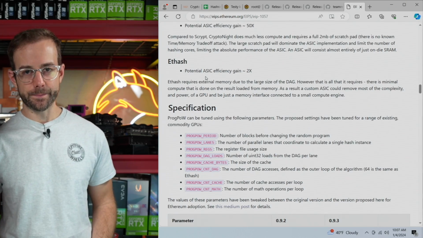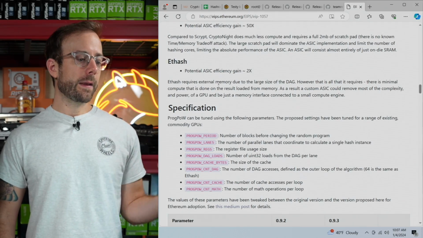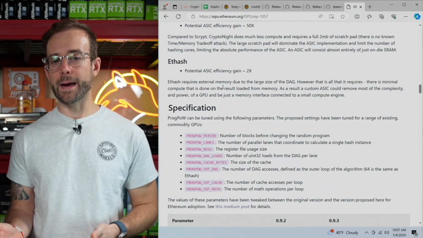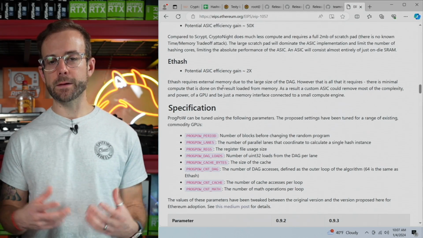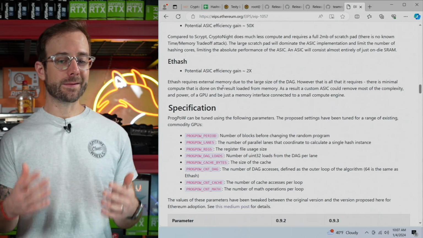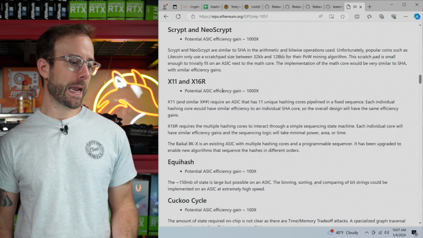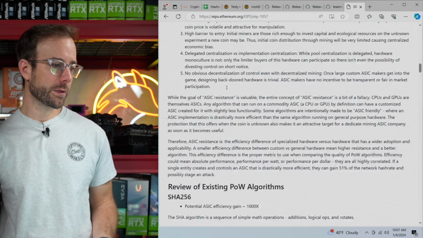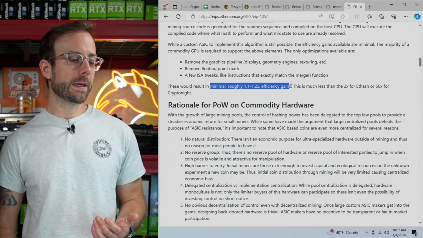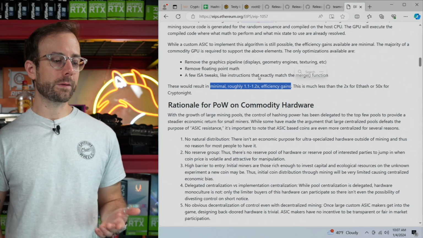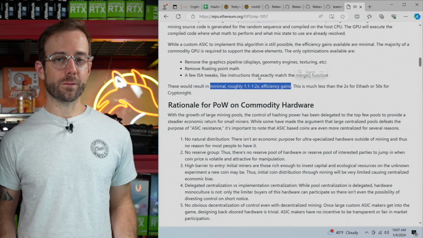And then you got to Ethash, Ethereum's algorithm, used by ETC and a couple other coins now. And the efficiency gain got smaller, only 2 times over a GPU because of the DAG and needing a large size of external memory. But still, a double efficiency. And so that's where ProgPOW came in to try to solve that. And what they claim, and I think has been pretty much proven true at this point, is that the minimal efficiency gain would be around 1.1 to 1.2 times over a GPU. And that is absolutely wonderful.